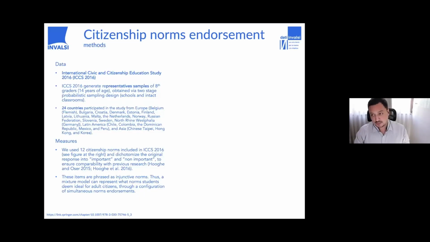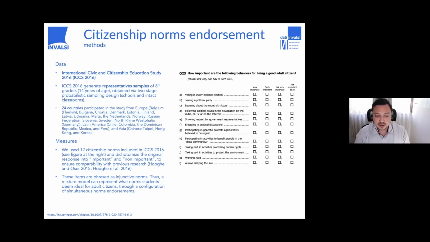So I'm just going to comment briefly on the method. We're using the International Civic and Citizenship Education Study from 2016. This is a collection of 24 countries, with representative samples of 8th graders. These include several countries from Europe, Asia, and Latin America. In particular, we are using the 12 citizenship norms included in ICCS 2016. These are the collection of items that we're going to model. They are in the figure on the right.